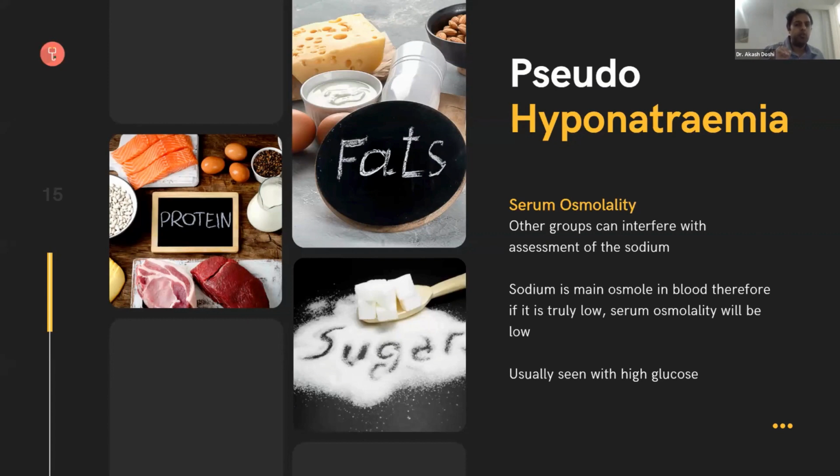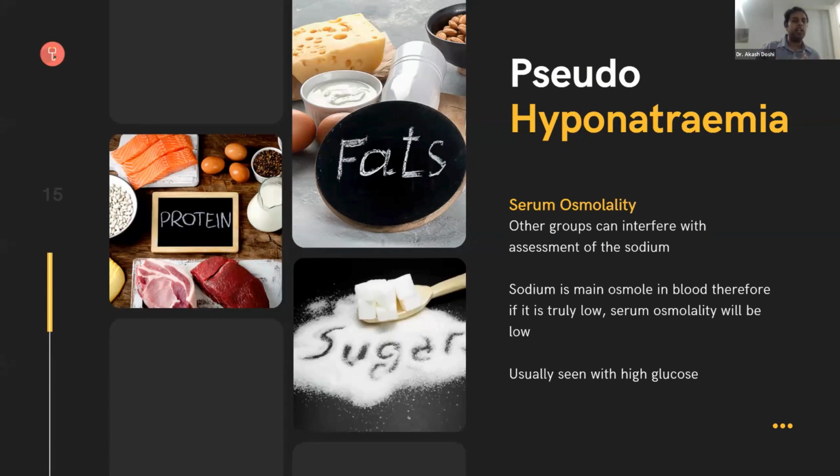And so, two things that I want you to take away from this slide. One, you can use the serum osmolality to assess whether this might be the reason that the patient's got hyponatremia. Essentially, sodium is the main osmol in your blood. It's the main thing that makes your blood concentrated. And serum osmolality is an assessment of how concentrated your blood is. And so if your sodium is low, so should your osmolality.